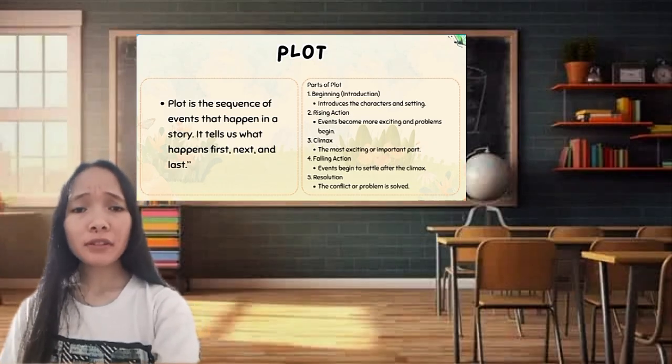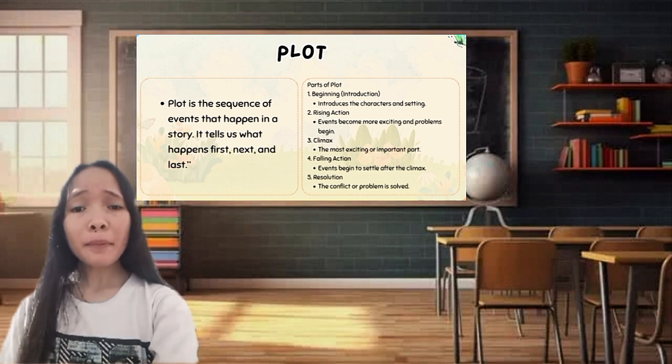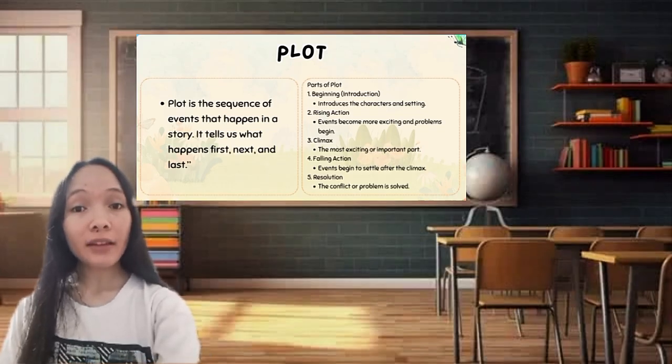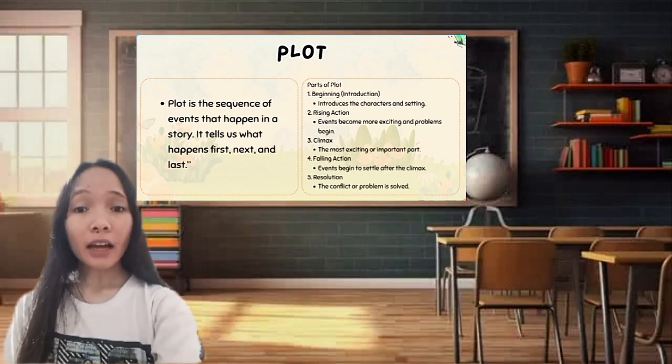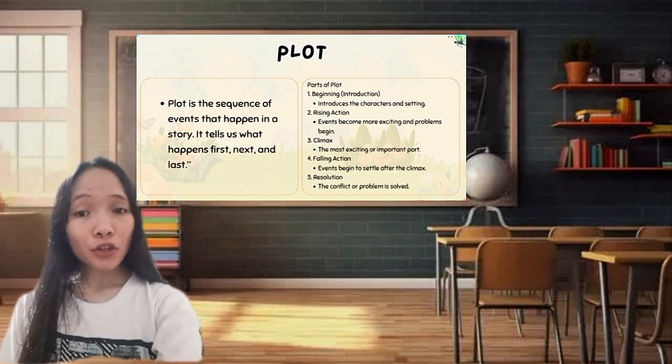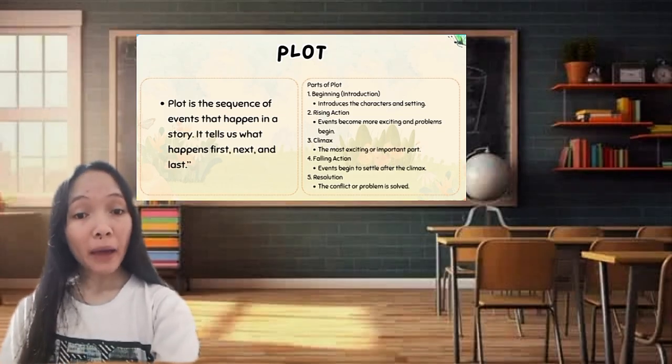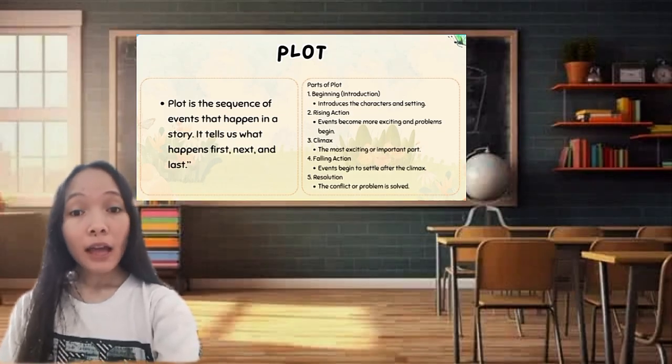This part introduces the characters and setting. The beginning helps readers understand who the characters are and where the story happens. First, we have an example. Cinderella lives with her stepmother and stepsisters. Second, we have the rising action. In this part, the events become more exciting and problems begin. The rising action builds suspense and develops the conflict of the story. Example, Cinderella wants to attend the royal ball.